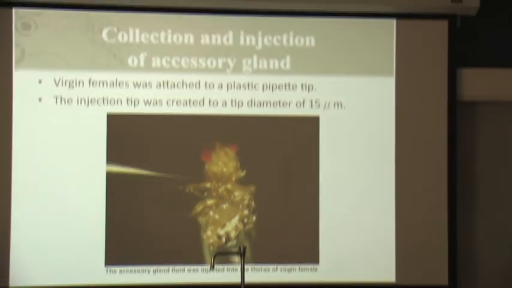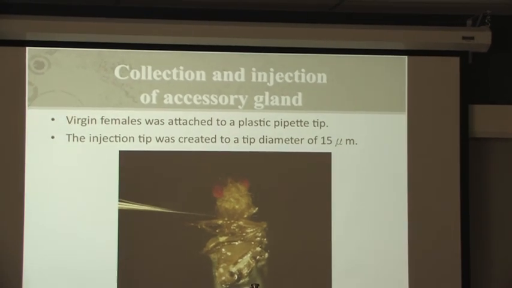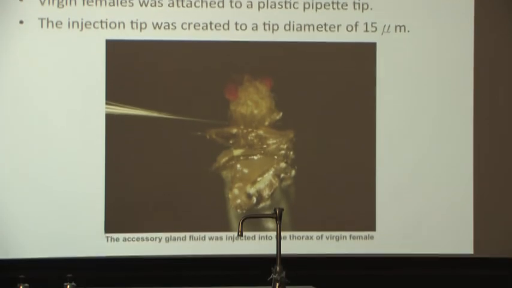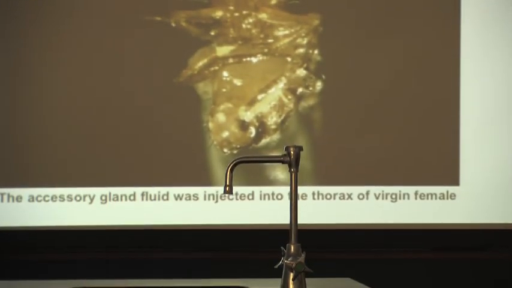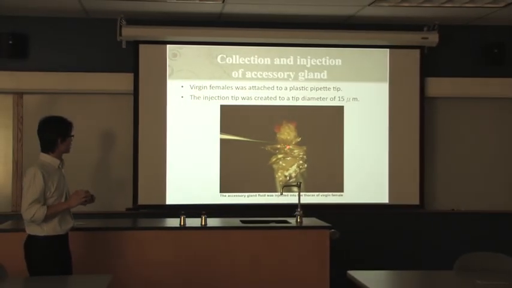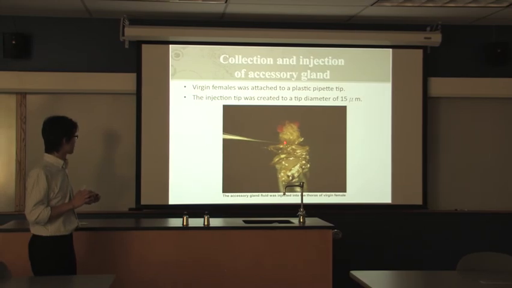So for the injection of the accessory gland fluid, the virgin female will first be attached to a plastic pipette tip. This kind of injection tip will create a tip diameter of 15 micrometers. So this pipette will suck up the accessory gland fluid and inject it into the thorax of the virgin female.